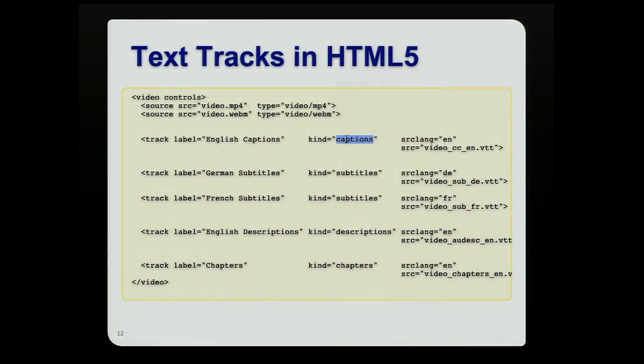We have a kind, which gives us a means to group all the tracks of the same type together. And we identify the language, because of course when we have user settings in browsers, we want to automatically make certain tracks available to the user. If the user has, for example, said that they always want captions or they always want subtitles in their language being shown, the browser can look through this markup and identify which ones it has to turn on by default. Now in this case I've used only WebVTT files.